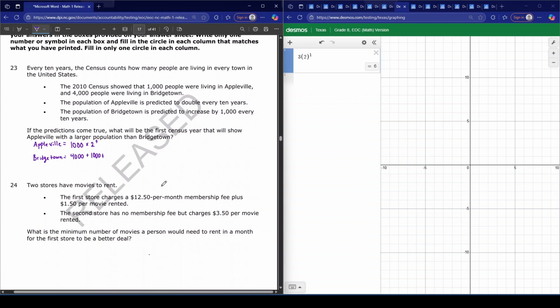23. Every 10 years, the census counts how many people are living in every town in the United States. The 2010 census showed that 1,000 people were living in Appleville and 4,000 people were living in Bridgetown. The population of Appleville is predicted to double every 10 years. The population of Bridgetown is predicted to increase by 1,000 every 10 years. If the predictions come true, what will be the first census year that will show Appleville with the larger population than Bridgetown?